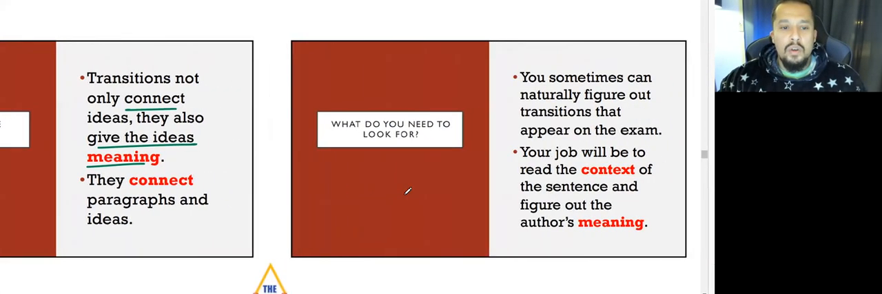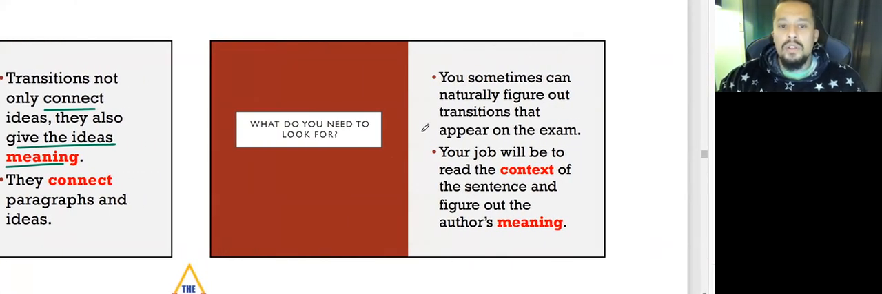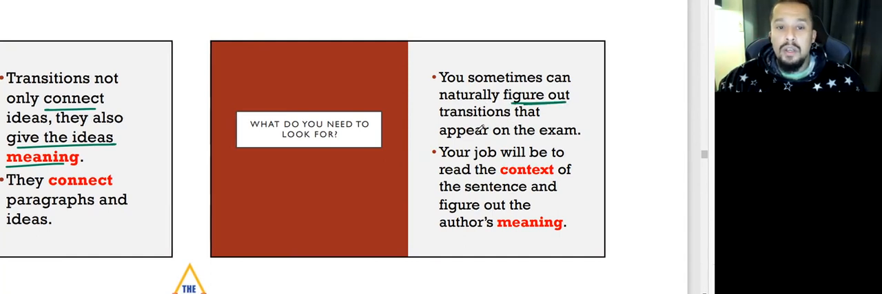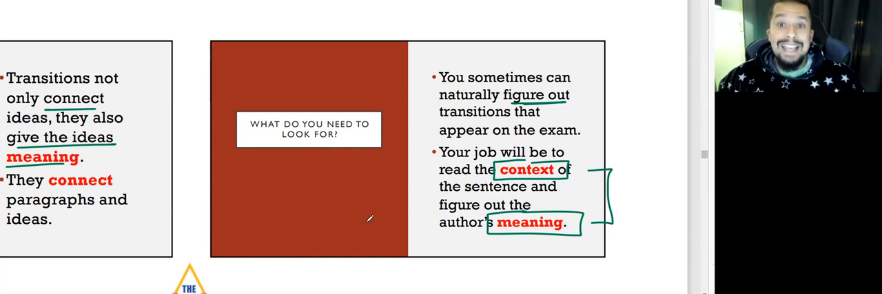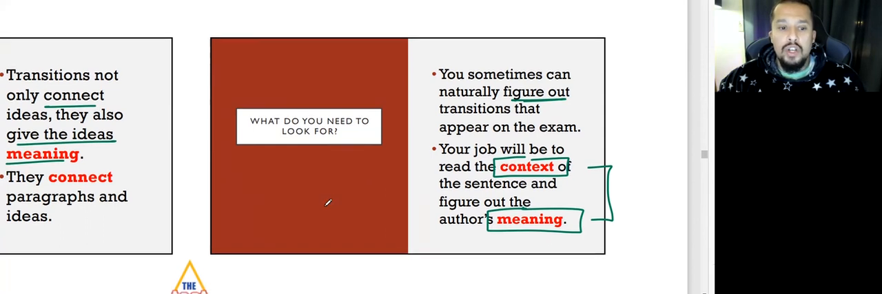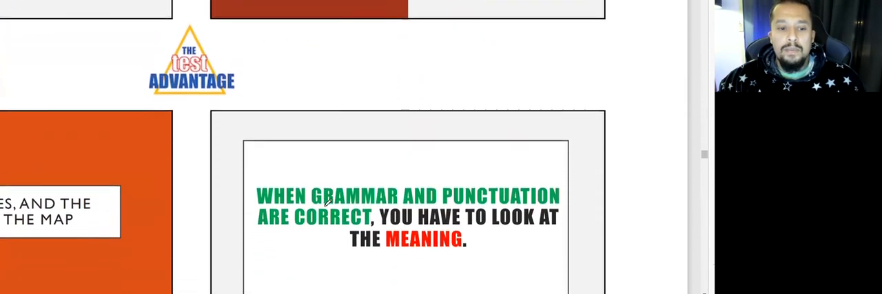Okay, cool. So what do you need to look for with regards to transitions? You sometimes can figure them out naturally if you're a good reader, if you read a lot, if you have a lot of exposure. But your main job is to understand the context of the sentences and the author's meaning. That's really important. Don't underestimate these questions because they can be very difficult. And of course, each question counts, correct?